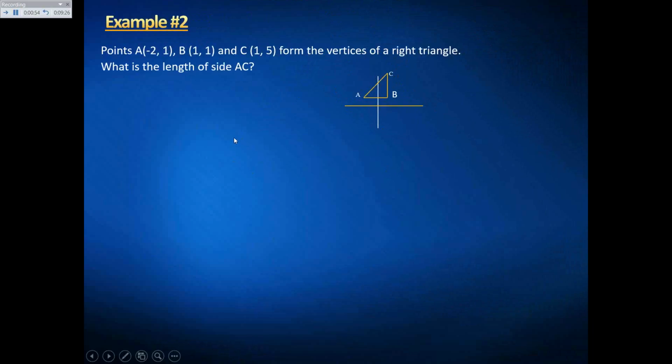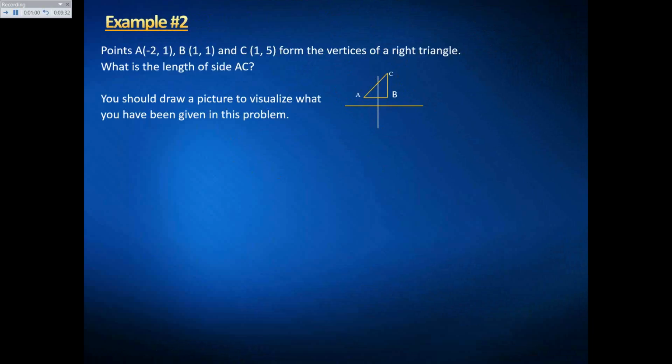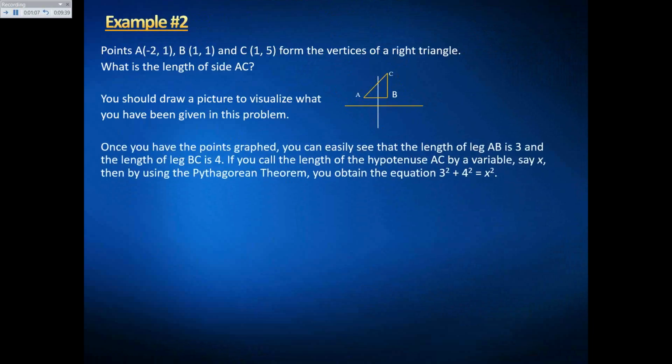Now our question says, what is the length of side AC? Right here. Alright, so we've got the picture so that we can visualize it, and you must always draw a picture so that you can see what you're doing. Once you have the points graphed, you can easily see that the length of leg AB is 3, and the length of BC is 4. If you call the length of the hypotenuse AC by a variable, say x, then you could use the Pythagorean theorem and have the equation a squared plus b squared equals c squared, and you would have 3 squared plus 4 squared is equal to your hypotenuse x squared.